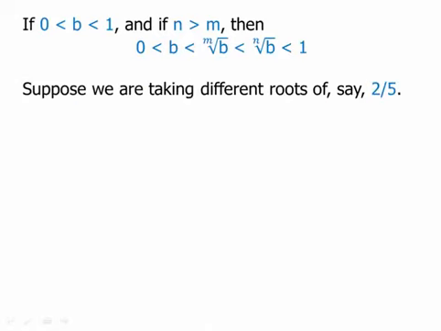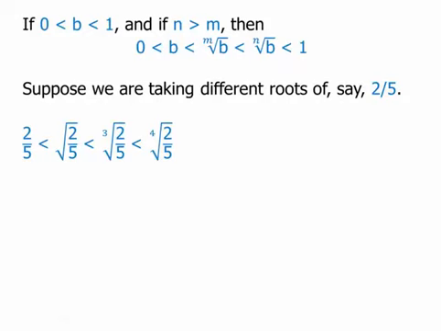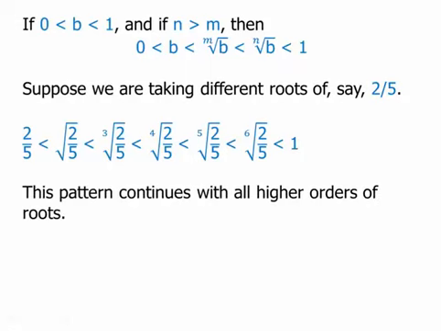So suppose we're taking different roots, say, of 2/5. Well, 2/5 is less than the square root of 2/5. This is going to be less than the cube root, which is less than the 4th root, and so forth. We continue this pattern. It turns out that all these roots remain less than 1. So they get bigger and bigger and bigger, but they never get as big as 1.